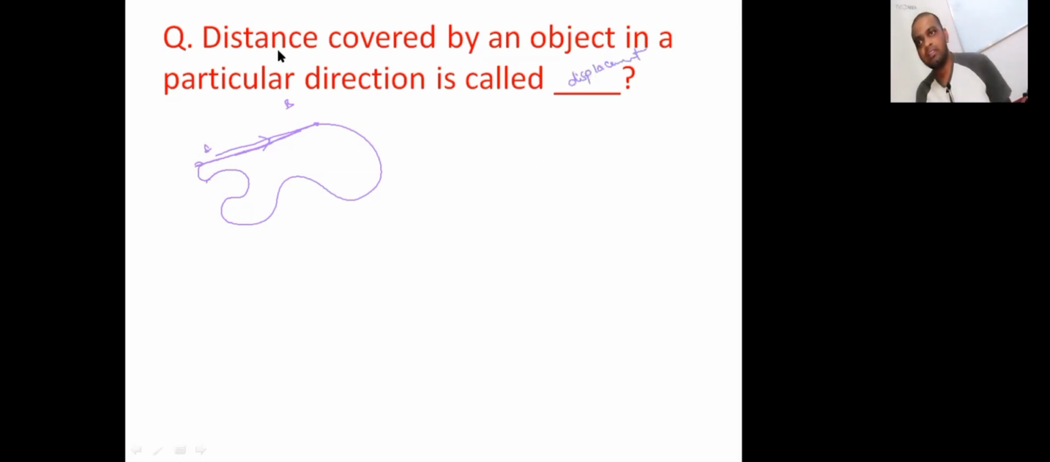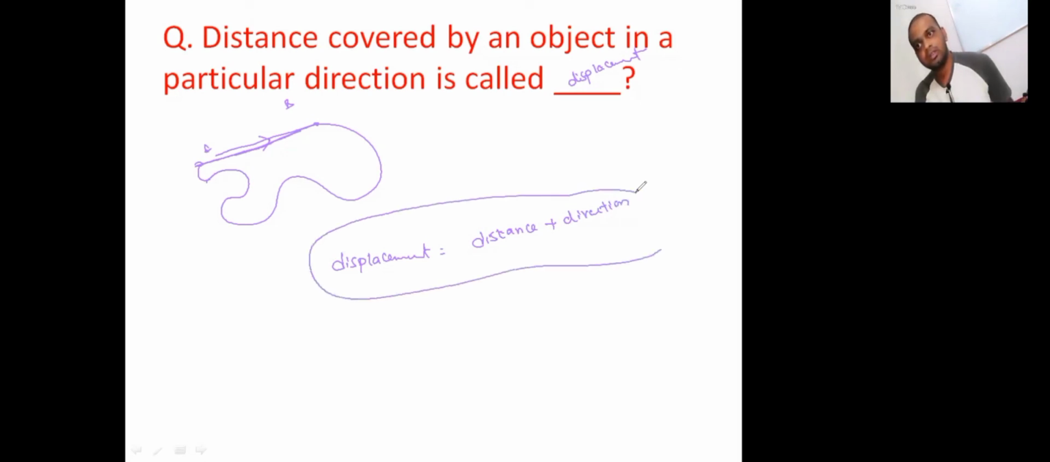Clear? So I will try to tell the formula, one equation also. Displacement is equal to distance with direction. Did all of you understand the main differences between distance and displacement?